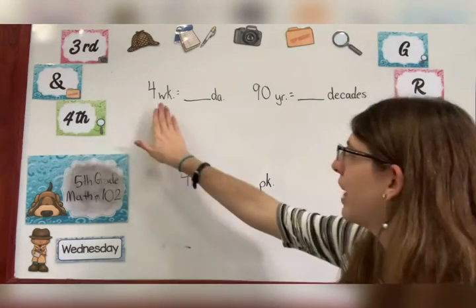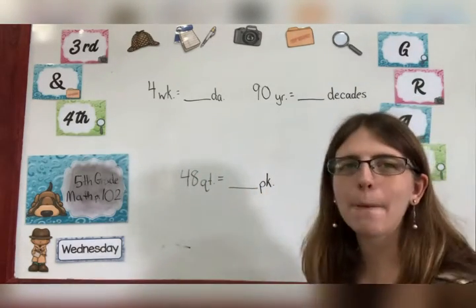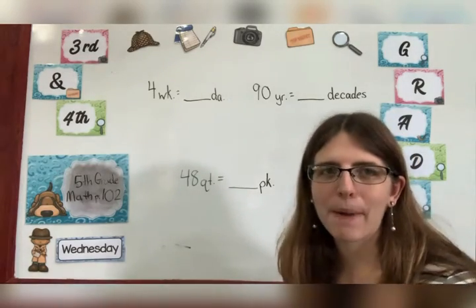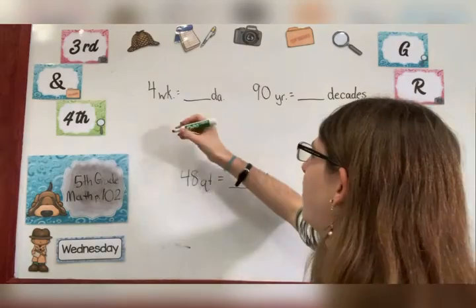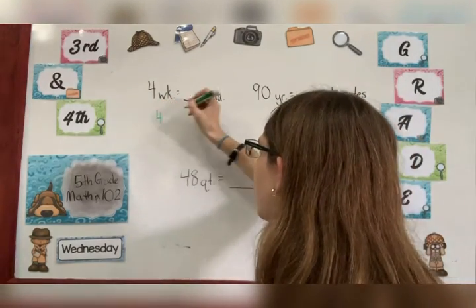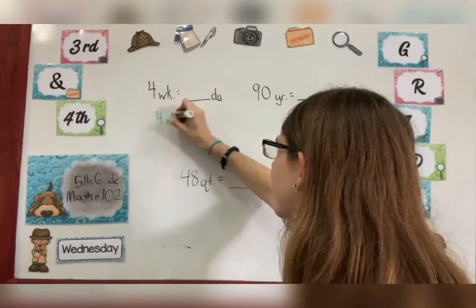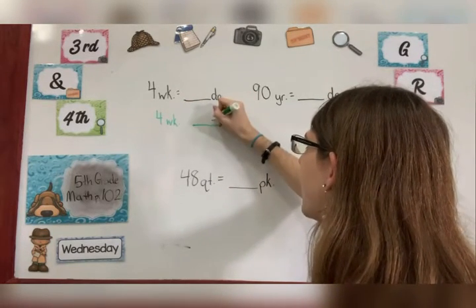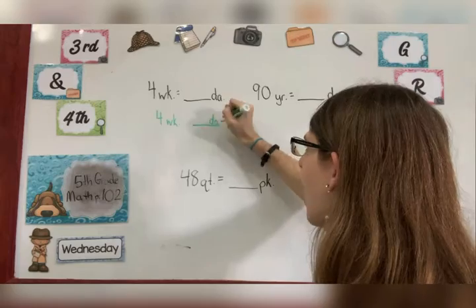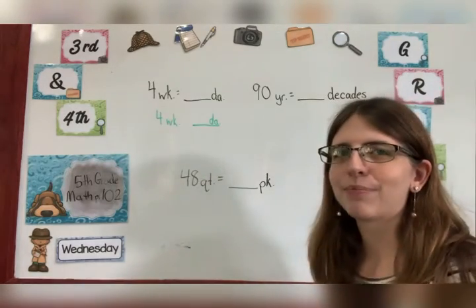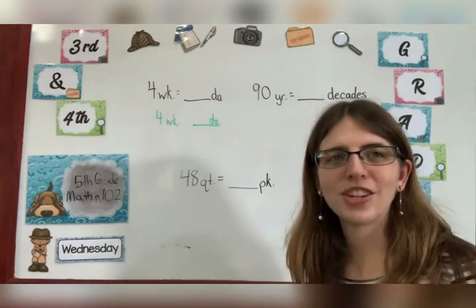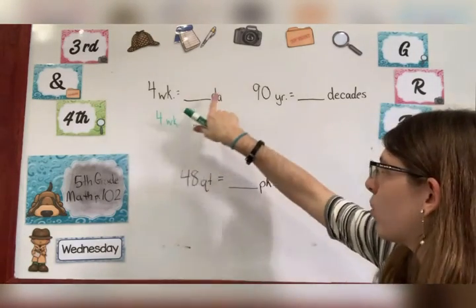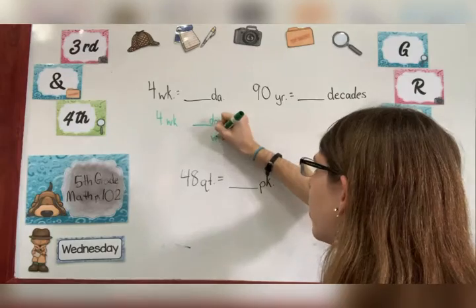So letter A is 4 weeks equals how many days? Well, to figure that out, we have to set up our unit multipliers. I start with what I already know, 4 weeks. Then I make a fraction. And I put the days, what I'm going to, on top. Then I put the unit that I'm changing from on the bottom. I'm changing from weeks to days, so weeks goes on the bottom.